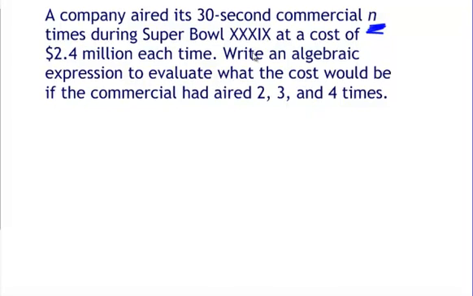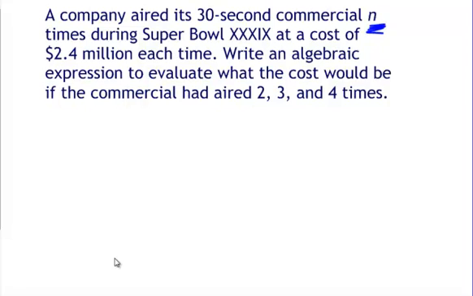What does this look like with word problems? Well, don't write this whole thing down, but some important information. A company aired its 30-second commercial N times during the Super Bowl. The reason we use a variable there is so that we can change whatever we want in it. So a company aired its 30-second commercial N times during Super Bowl 39, at a cost of $2.4 million each time. $2.4 million per 30-second commercial. And they had N of them.